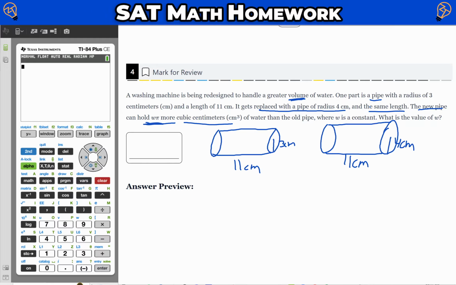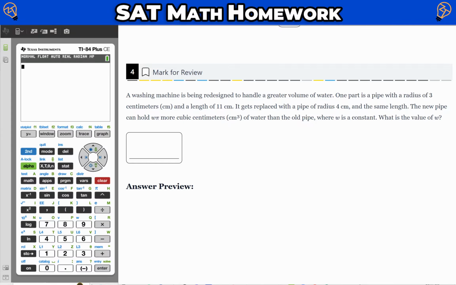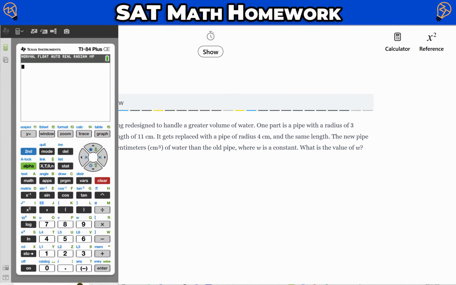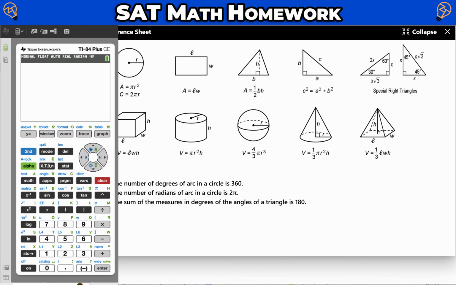So in other words, when we subtract the volume of this second one minus the volume of the first one, the smaller one, the difference between them is going to be W pi. So obviously that begs the question, well, what's the volume formula for a cylinder? And we can go to the reference document here and see that for a cylinder, it's pi r squared h.